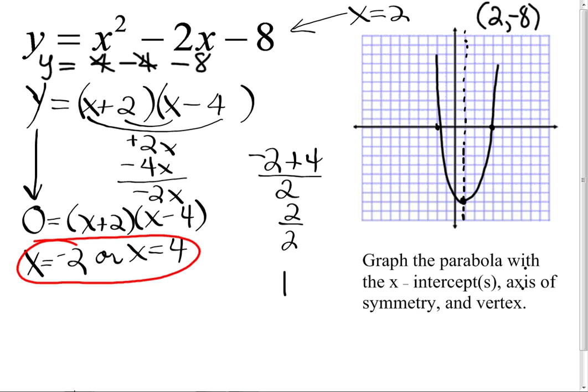I'm on 1. Isn't it 2? Oh, you're right. Oh, that's easy to fix. Easy to fix. 1, 2, 3, 1, 2, 3. Did I graph this one wrong? Yeah. That's possible.